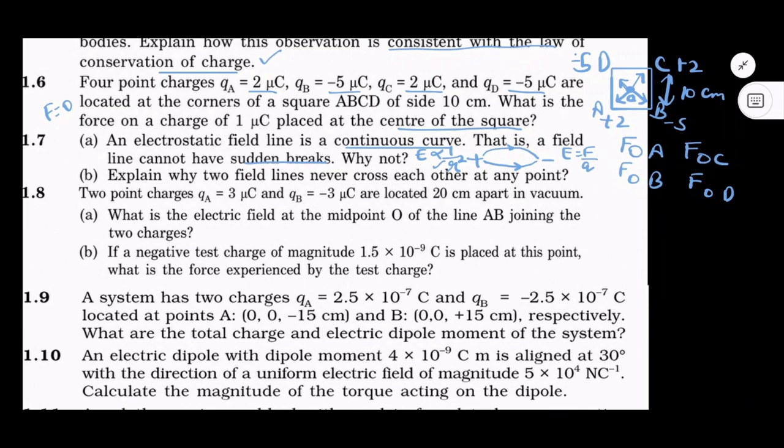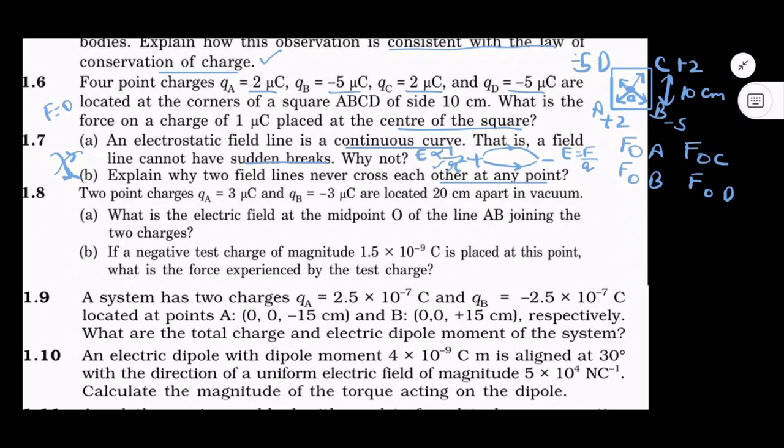Okay, so let's move to the next question. Explain why two field lines never cross each other at any point. If two electric field lines crossed each other, suppose one of the lines is this and then we have this, then at the crossing we would have two directions of the field, right, which is not possible.